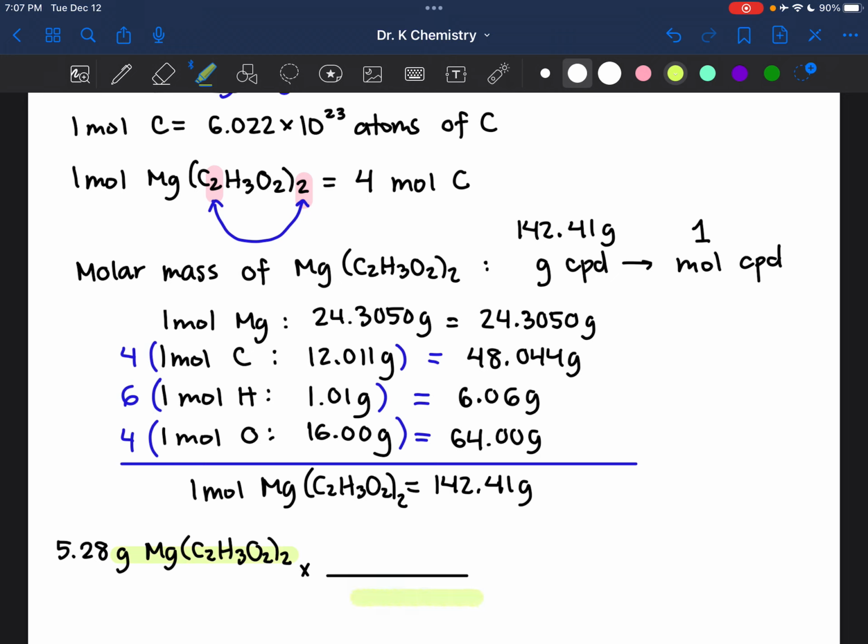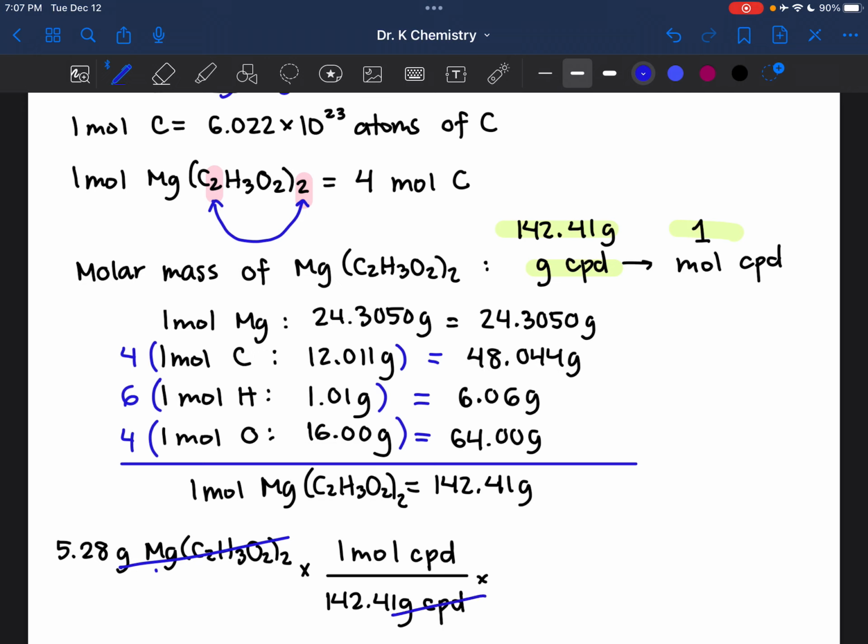So keep in mind that whatever unit is up top here, we have to put the same unit on the bottom in order for them to cancel so that we can get rid of stuff that we don't want. Which means that the relationship that takes me from grams to moles is the molar mass. And for every 1 mole of compound, we have 142.41 grams of compound. Well, I want grams of compound to be on the bottom of the equation so that the units cancel. I'm just going to abbreviate this as grams of compound. So there are 142.41 grams in 1 mole of compound. And now that we have that, the grams of compound cancel out.